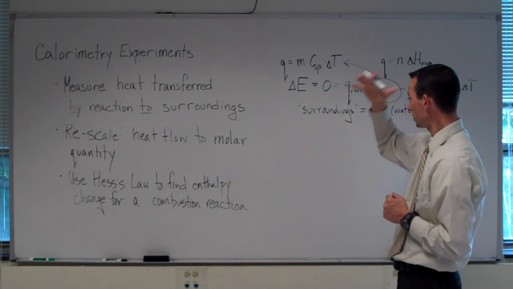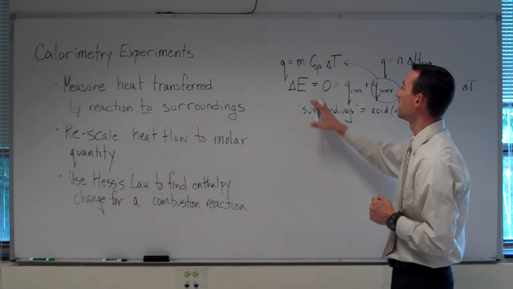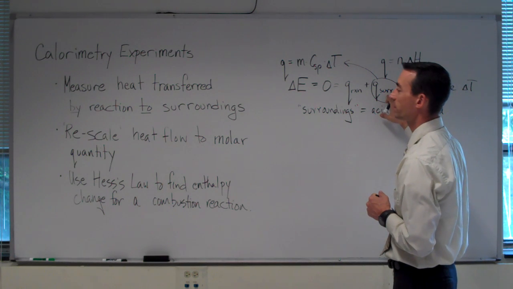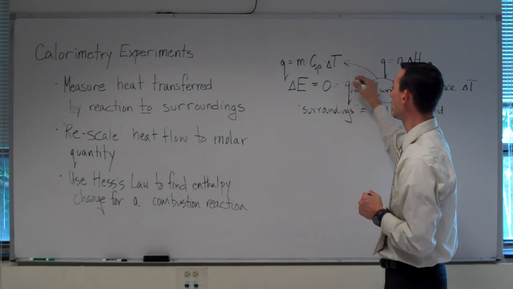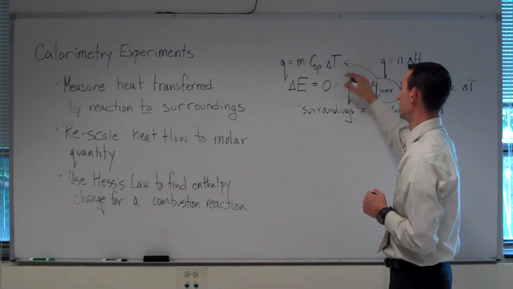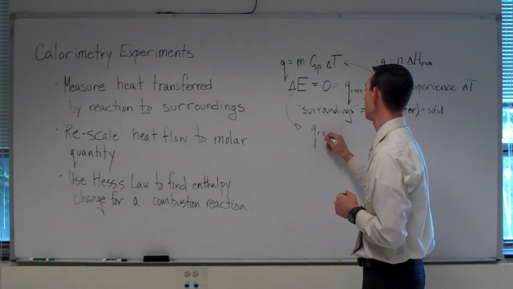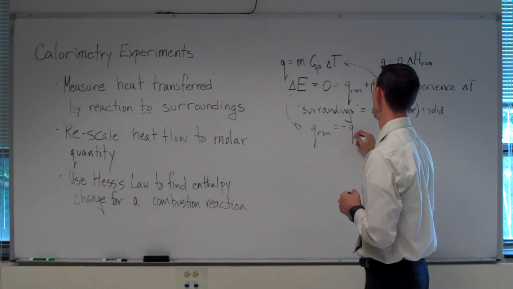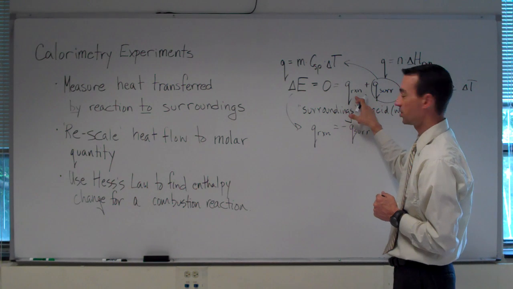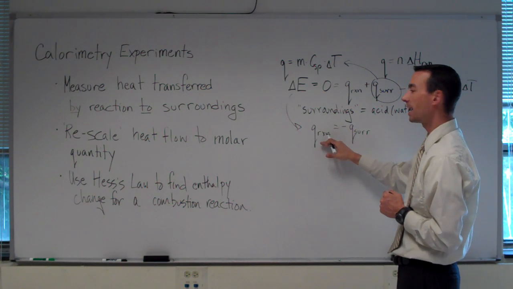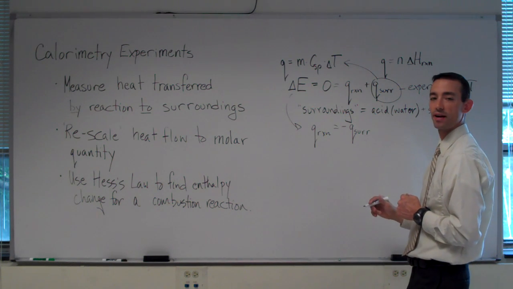So we will measure the change in temperature of the liquid in our calorimeter to find the heat that is transferred to or from the surroundings. Then we can solve for the heat of the reaction. It will simply be the negative of the Q of the surroundings. When I solve this equation for Q of the reaction, the heat transferred by the reaction is the negative of the heat transferred to the surroundings.